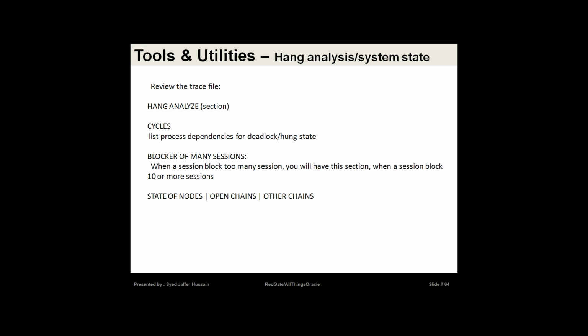State of nodes. Basically, what is the information that you need to look at in the hang analysis? It is in the file that is generated. You see there is a section called hang analysis, where you will have this information: cycles, blocks of many sessions. You will see that section when more than 10 sessions are waiting for a particular blocked session. So state of nodes, open chains, other chains.